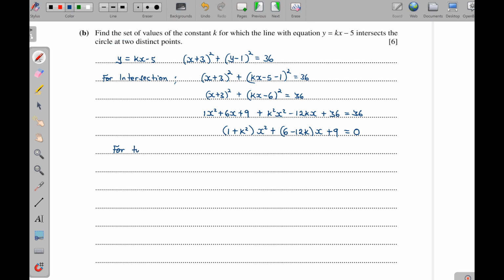So for two distinct points of intersection, then b squared minus 4ac must be greater than what? 0. Remember, we are substituting in this formula here, minus b plus or minus the root of b squared minus 4ac out of 2a.